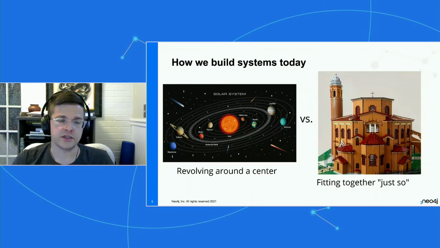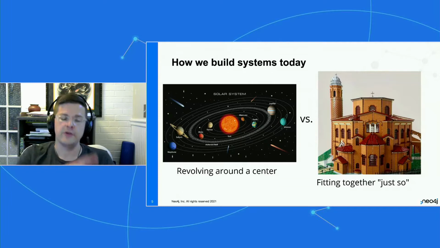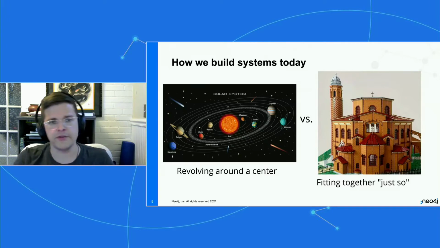And so in the solar system model, you pick a golden hammer or a great tool that does most of the stuff that you want, might even be Neo4j, and you place that as the sun at the center of your solar system, and then all of the technical components of your system tend to revolve around that center. Okay, so if you put all of your data into Neo4j and then everybody has to talk to Neo4j, put stuff in, pull stuff out, that's probably a solar system model.